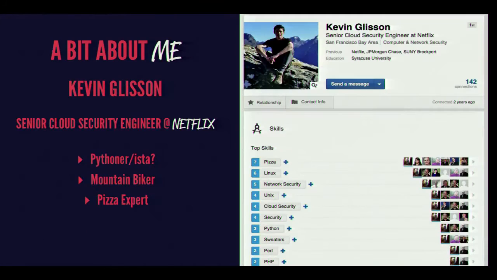So a quick little bit about me, once I've framed the general problem. I'm a cloud security engineer at Netflix. I work on the security tools and operations team, and our charter is really to make tools for security to enable developers to be more secure when they deploy their applications. I love writing things in Python, all things security automation. Big avid mountain biker. I'm a pizza expert. If you don't believe me, LinkedIn says so, so it must be true. Previously, I've worked at larger organizations. I used to work at JP Morgan as an incident responder on their incident response team, and I also worked on their cyber intelligence teams.